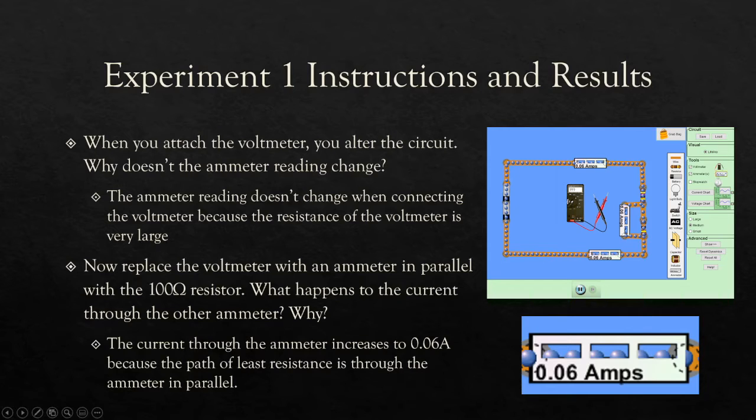When you attach the voltmeter, you alter the circuit. Why doesn't the ammeter reading change? The ammeter reading doesn't change when connecting the voltmeter because the resistance of the voltmeter is very large.